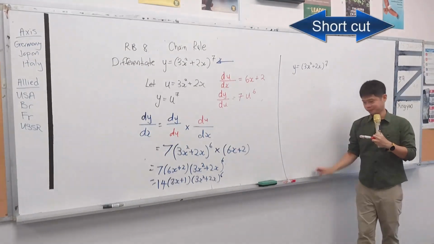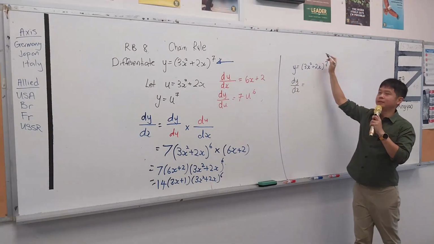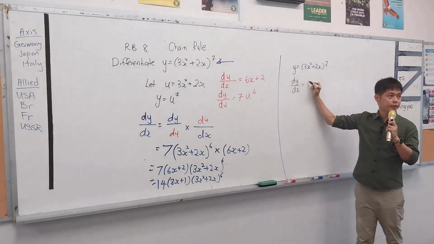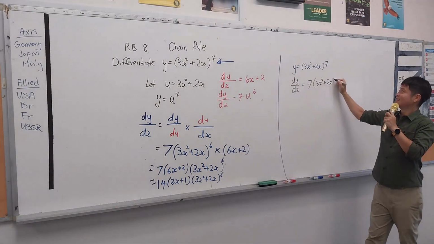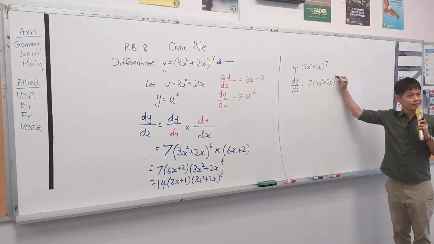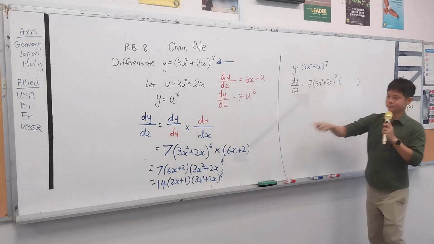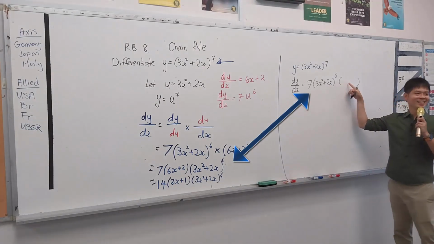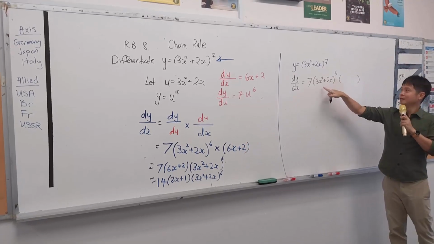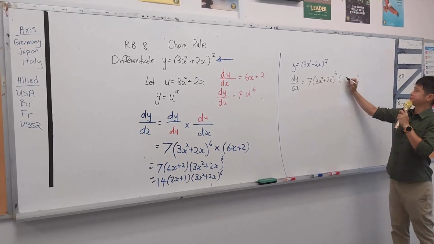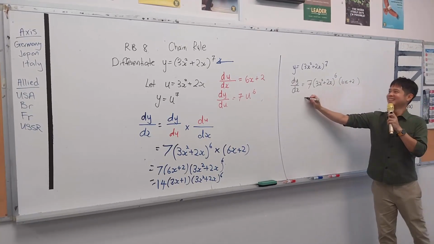So the trick goes like this. dy dx equals to, listen, bring down the power. I'll write it out later for you. Bring down the power and then the power minus 1. Something missing, right? Differentiate the inside. So bring down the power, minus 1, differentiate the inside. And we are done.